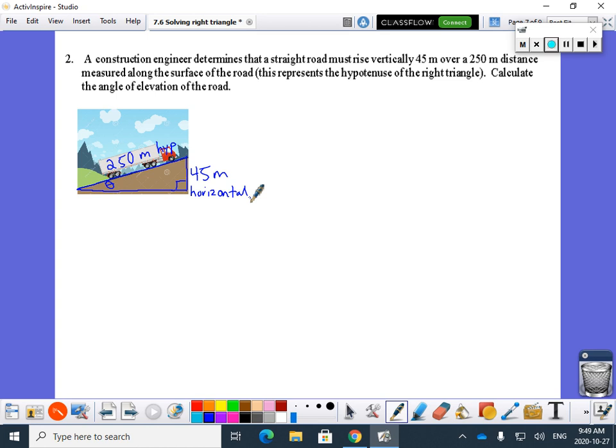Okay, so before we even go and do our calculation, we need to do our let statement. So it asks to calculate the angle of elevation. Well, we know that theta is going to be our angle of elevation. So I put here, let theta be the angle of elevation of the road.